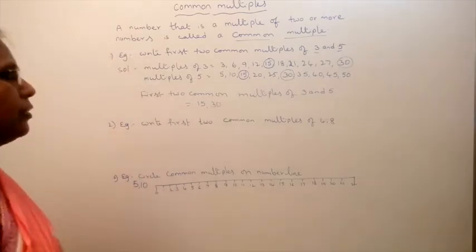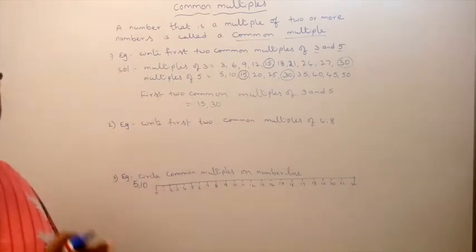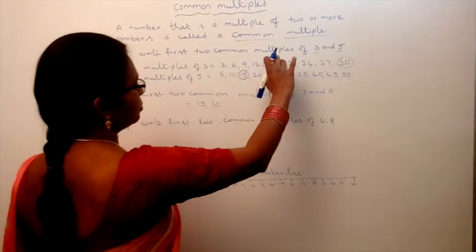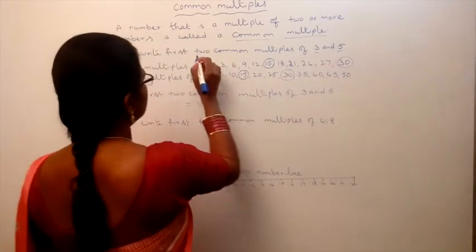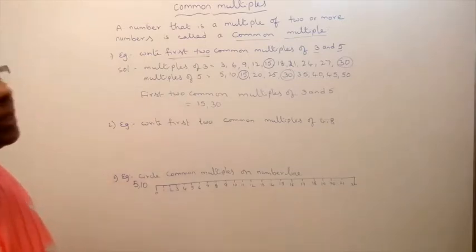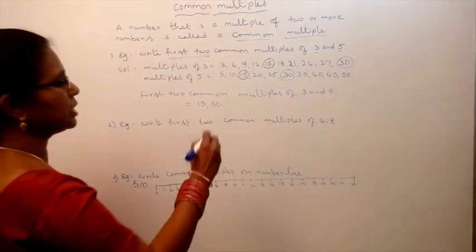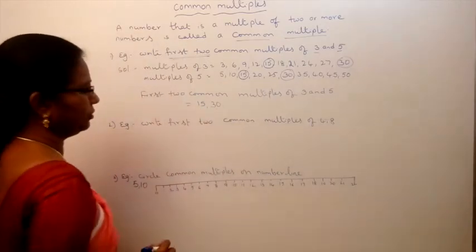Understood? First we have to write some multiples of 3 and some multiples of 5. Then we have to take which is the common in both the numbers. 15 is common, 30 is common. Then we want first two common multiples. First two common multiples means we have to take first common multiple 15, second one 30. We have to write 15 and 30.